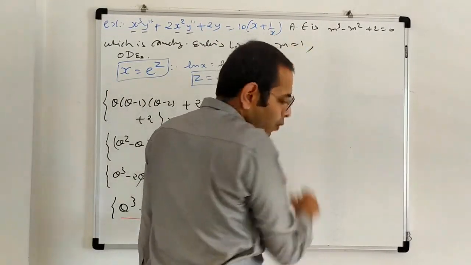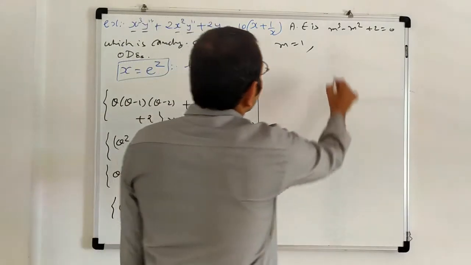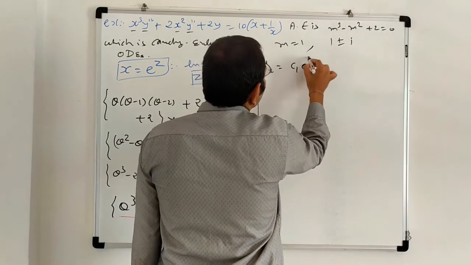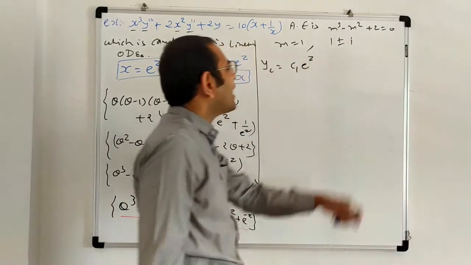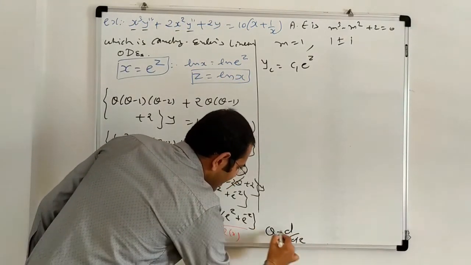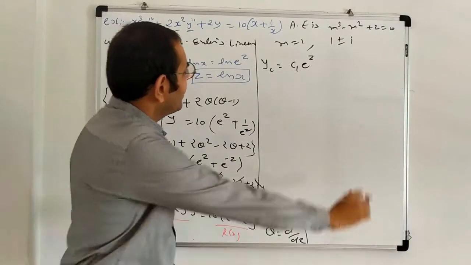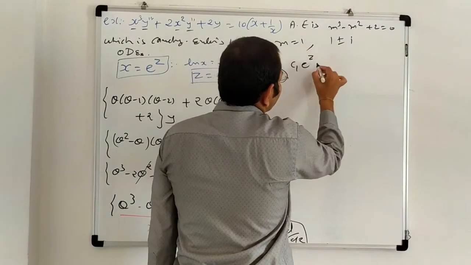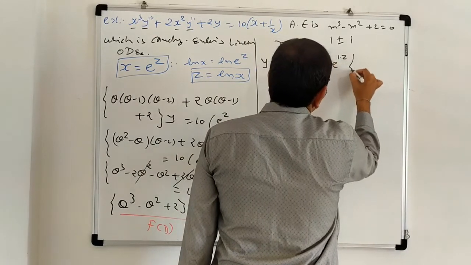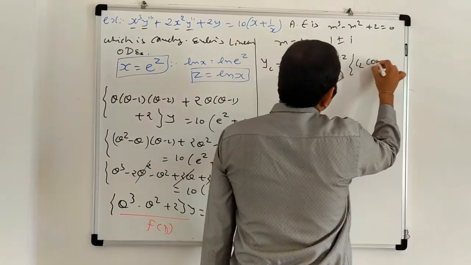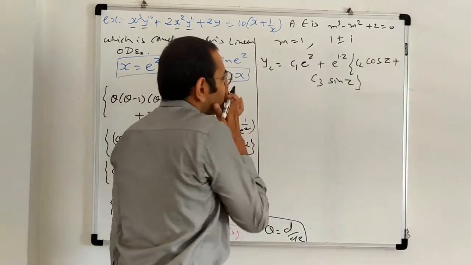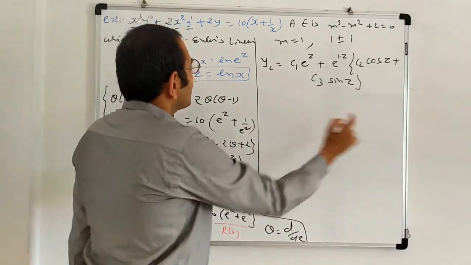Then we get m equal to minus 1 and 1 plus or minus i. Then our yc equal to c1 e raised to z. Here we write in terms of z because theta equal to d by dz. Then that is a combination of case 1 and case 3. Here e raised to alpha z, then alpha means 1 into z. c1 already used, and c2 cos z plus c3 sin z, where c1, c2, c3 are arbitrary constants.